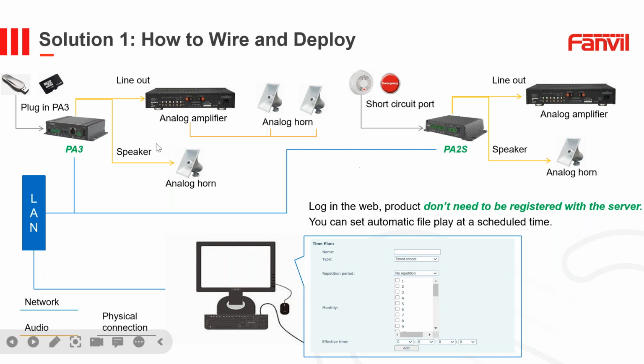So first you need to make sure your computer and the public address gateway are in the same local network, and you get the IP address of the product, and you can log in to the web. Also, the product doesn't need to be registered with a server, and you can set a scheduled plan on its web. So this is solution 1.